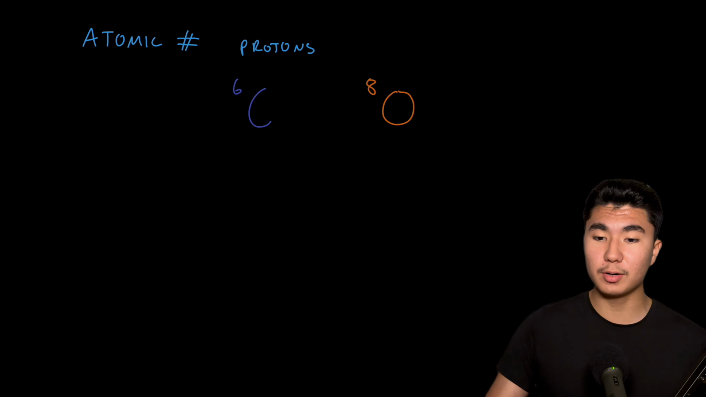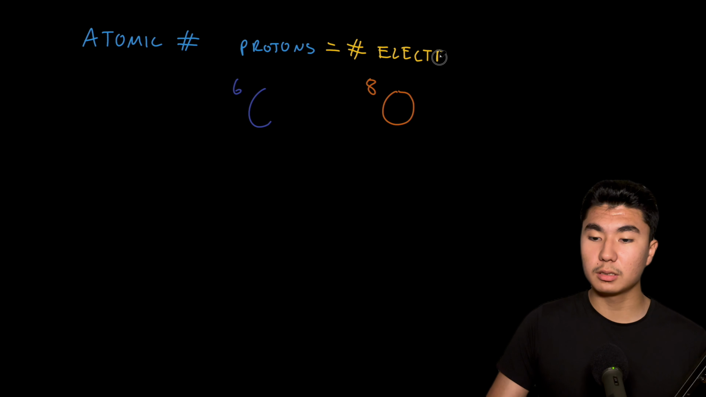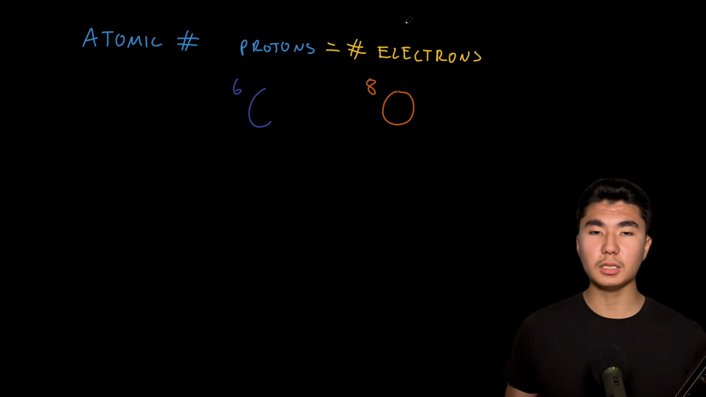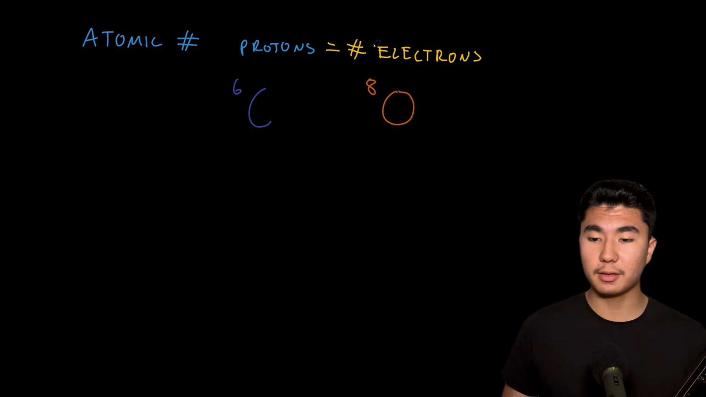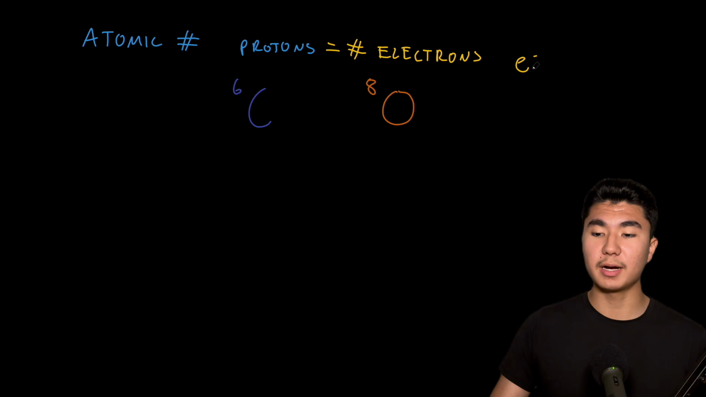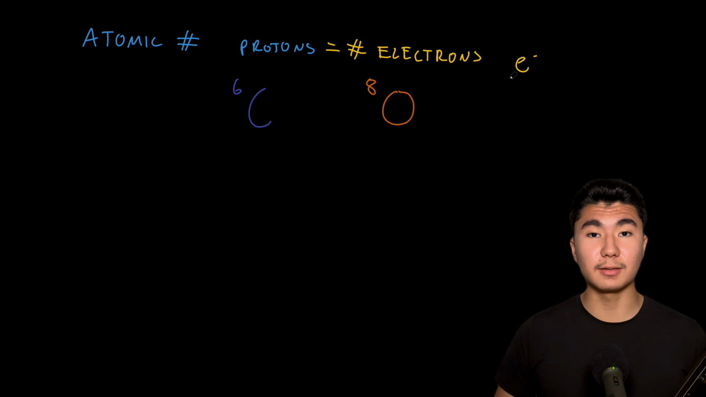And one thing to remember is that the number of protons equals the number of electrons. And throughout this whole video, I'm going to denote electrons as this e minus over here. So those will denote our electrons.